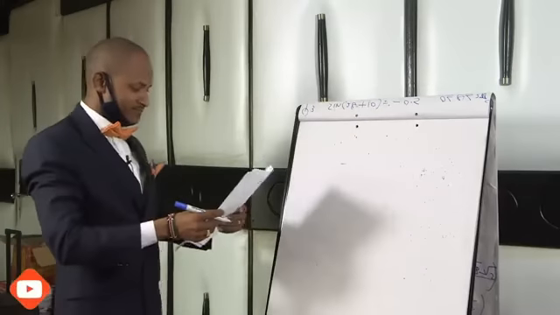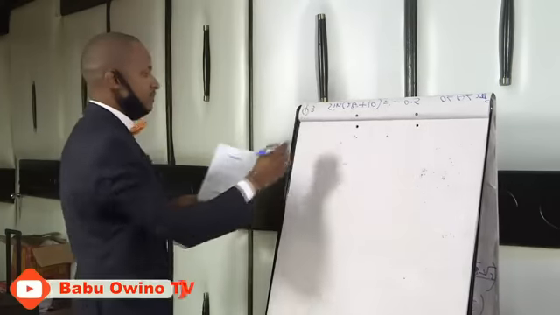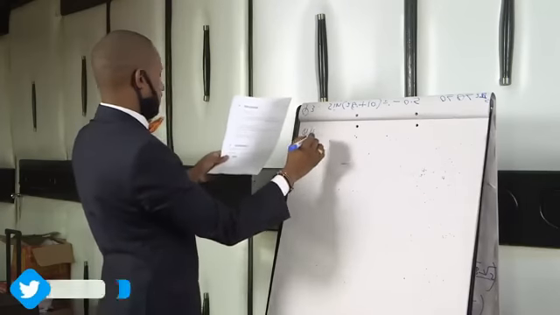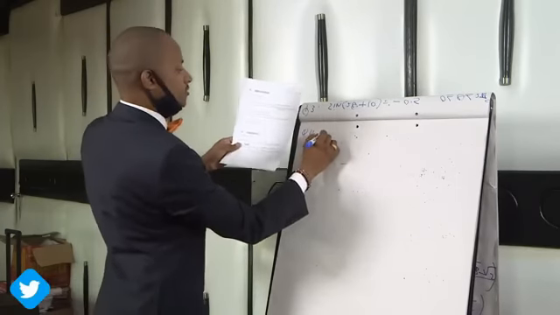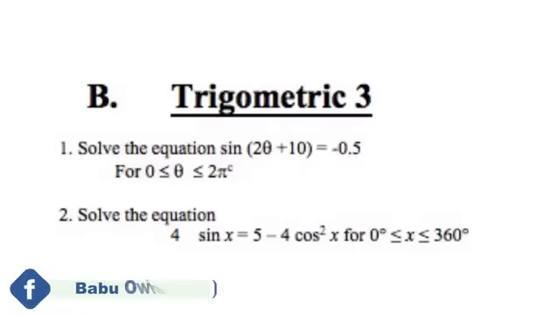We proceed to our next question. Still on trigonometry. Question number 4. We are told to solve the equation 4 sine x equals 5 minus 4 cos squared x. But we are told for angles between 0 degrees less than or equal to x, and the same x is less than or equal to 360 degrees.